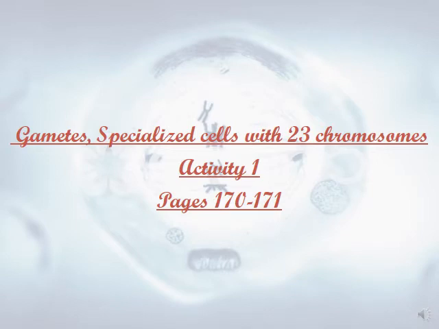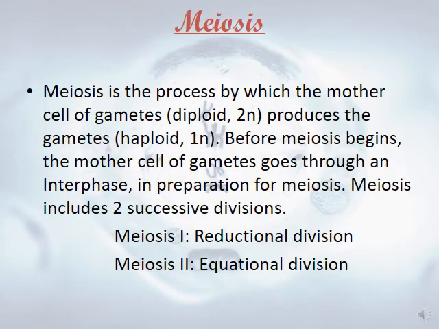Okay, let's move to gametes, specialized cells with 23 chromosomes, activity 1, pages 170 and 171. Let's move now to meiosis. Mitosis is the process by which the somatic cells divide. Here in meiosis, we have the mother cell of the gametes, diploid 2N, producing the gametes haploid 1N.